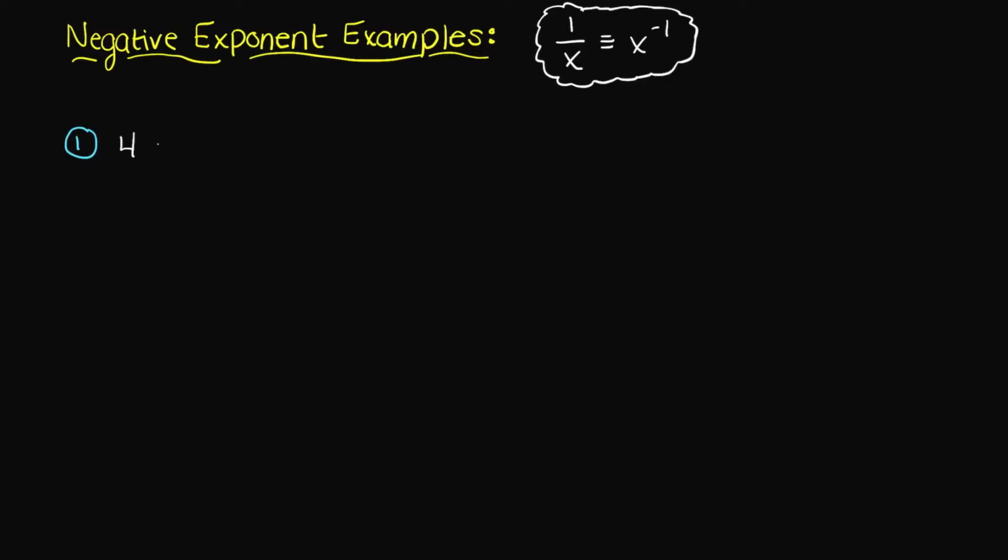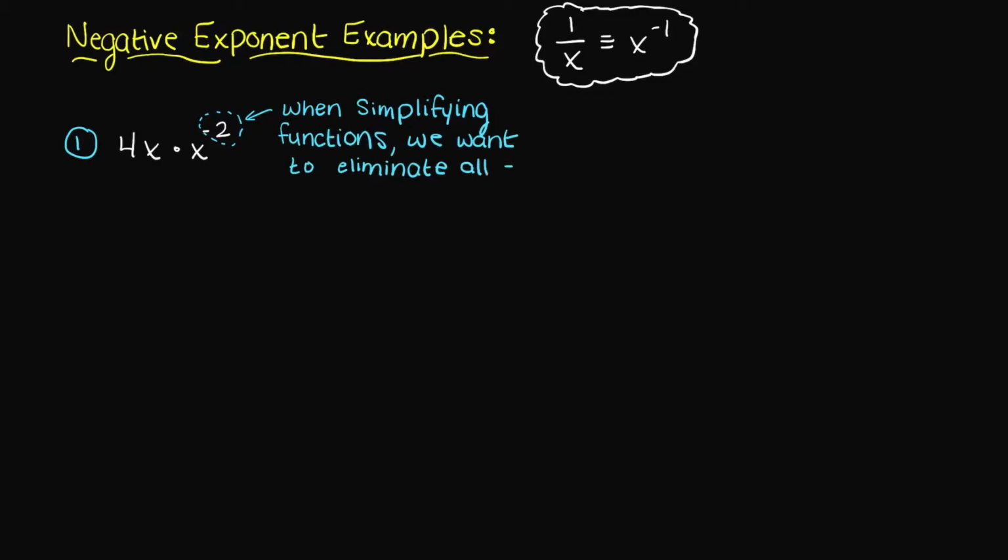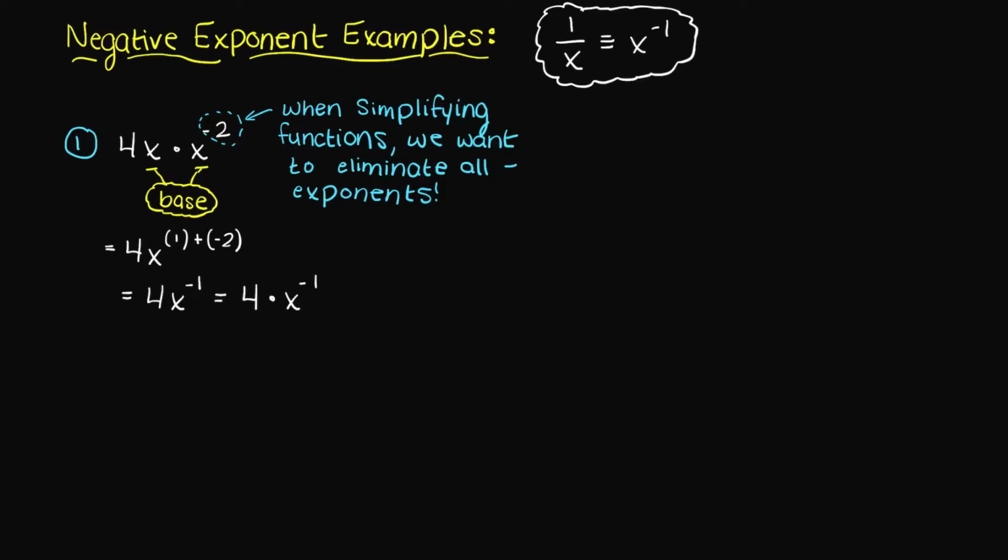Let's say our first function is 4x times x to the power of negative 2. In simplifying functions, we want to get rid of all the negative exponents that we can. So we know that since both these terms have the same base variable and they're being multiplied together, we can add their exponents, which leaves us with 4x to the power of negative 1. We bring the negative exponent term to the denominator so it becomes positive, and our final simplified answer is 4 over x.